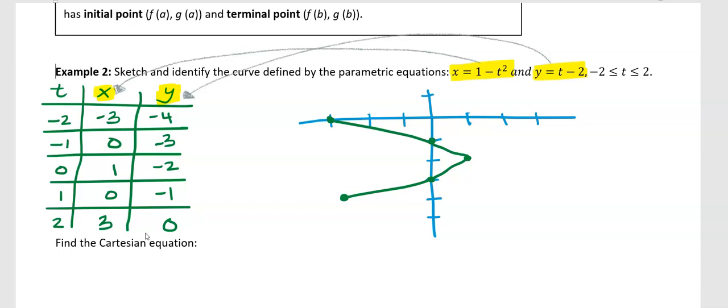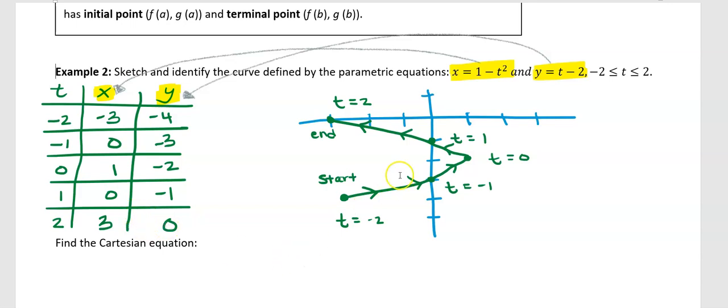I'm also going to label them as t equals -2, t equals -1, t equals 0, t equals 1, and t equals 2. And from that, I should now be able to draw the arrows to show the direction in which it's flowing, or moving, if a particle were moving along this curve. So there's my parametric equation. Notice I have my start here and my end up here, so my initial point and my terminal point. And I've labeled it with my arrows and with my t values.